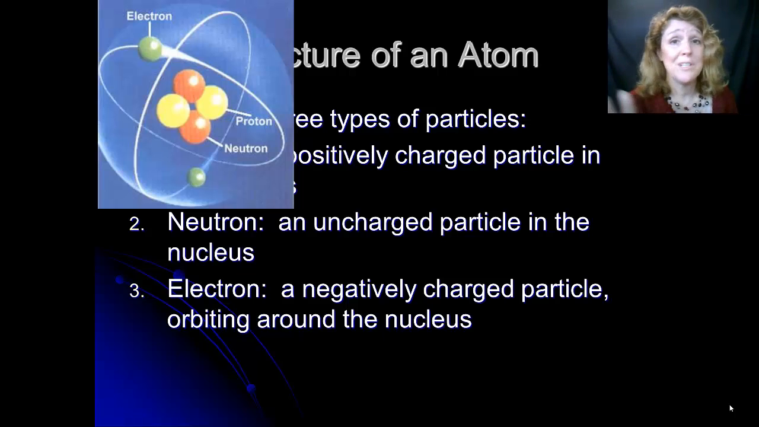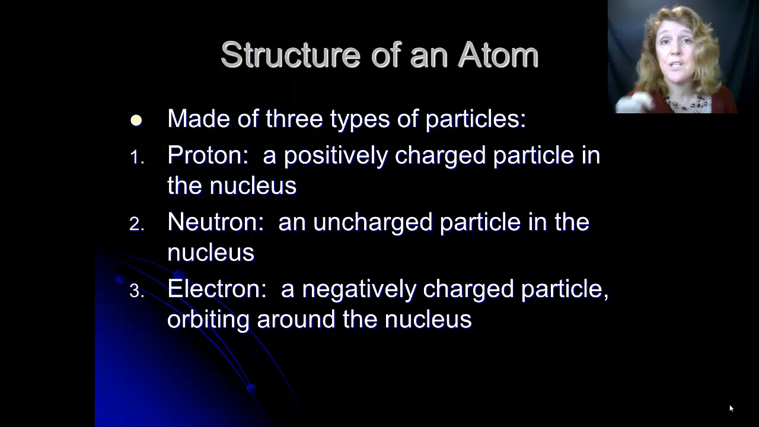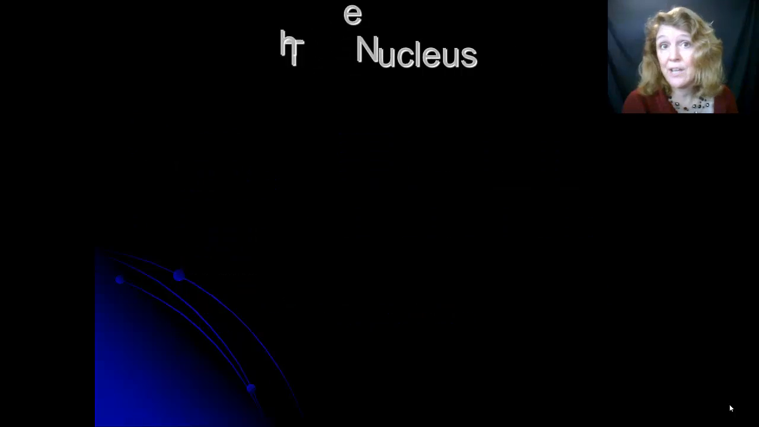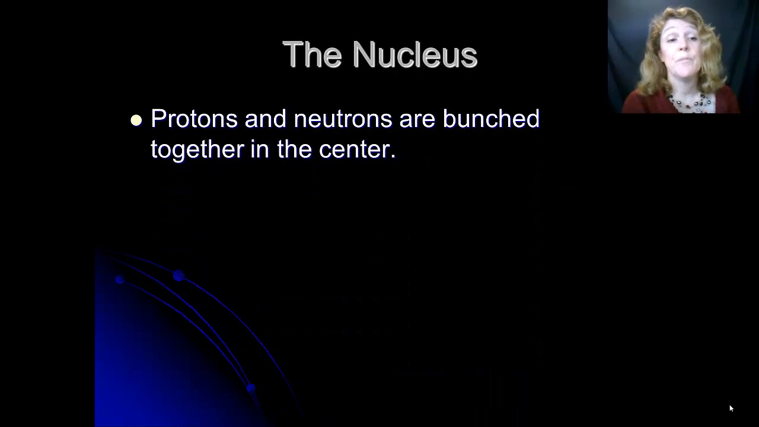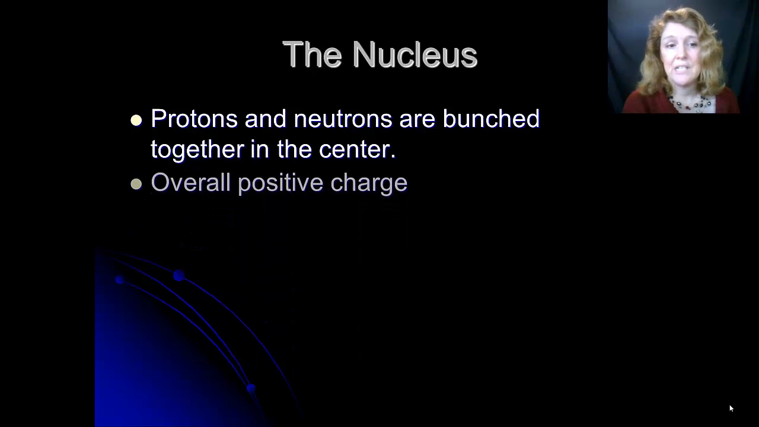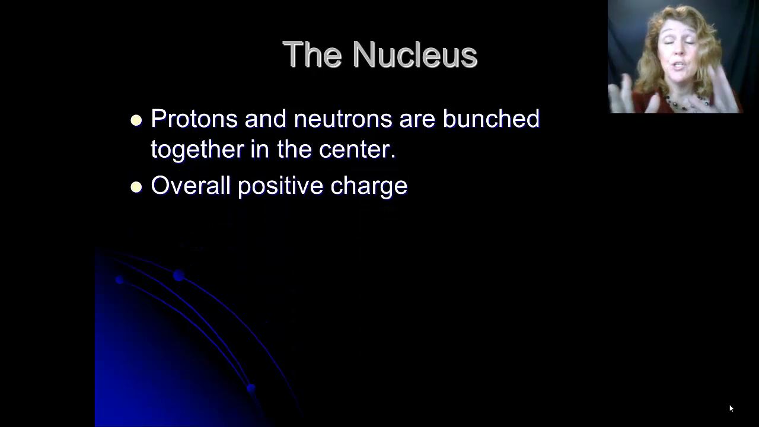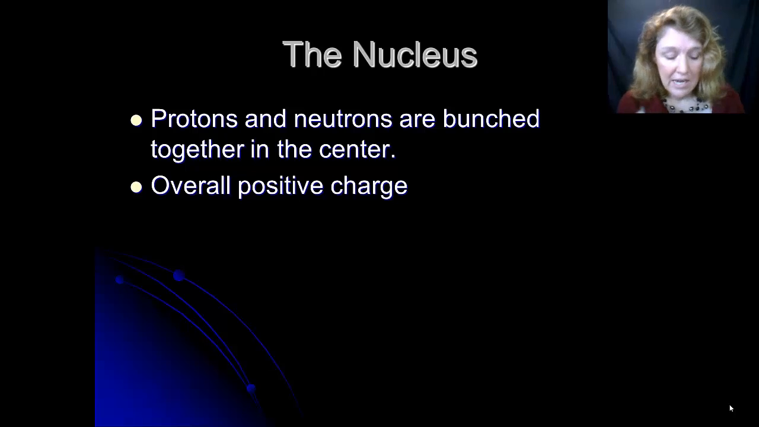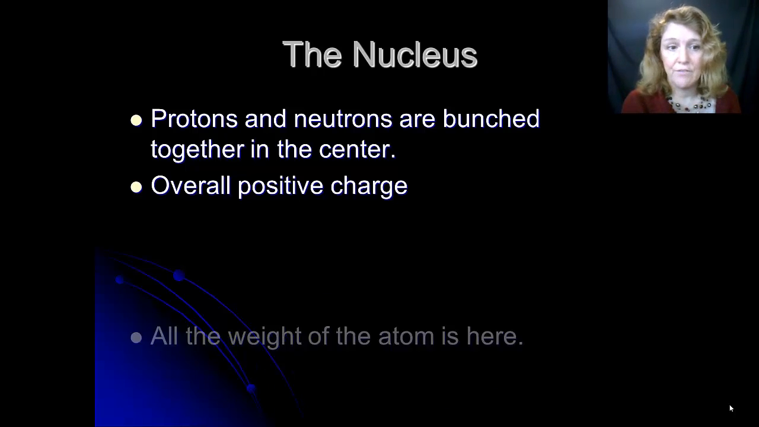The electrons and the protons never actually touch each other. The protons and the neutrons are squished together in the nucleus. So yes, protons and neutrons are bunched together. The nucleus has an overall positive charge because all it has is positive and nothing negative in it. It's the electrons that have the negative charge.